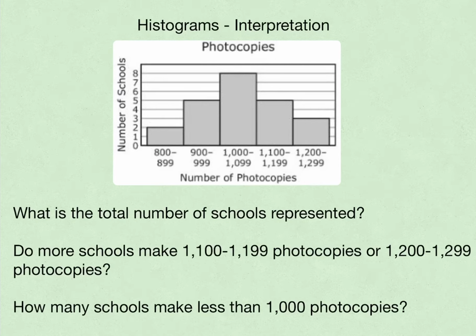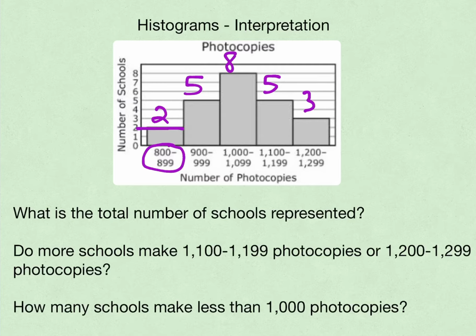Now, interpretation questions. These are a lot of the questions that you'll be asked about histograms. So my suggestion to you is to treat this like a bar graph as far as interpreting goes. What that means is I would label these bars. For instance, this first interval, 800 to 899, has 2 schools represented, so I would label that bar with a 2. The second interval has 5 schools. The middle interval, the third one, has 8. The fourth one has 5. And then the last one has 3. This also can show us that the data is fairly symmetrical.